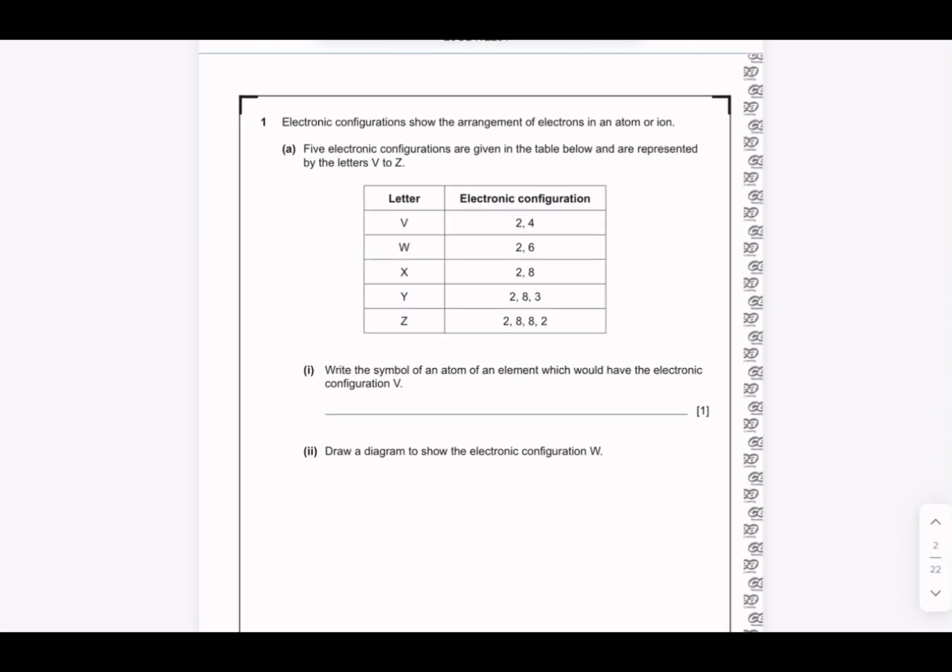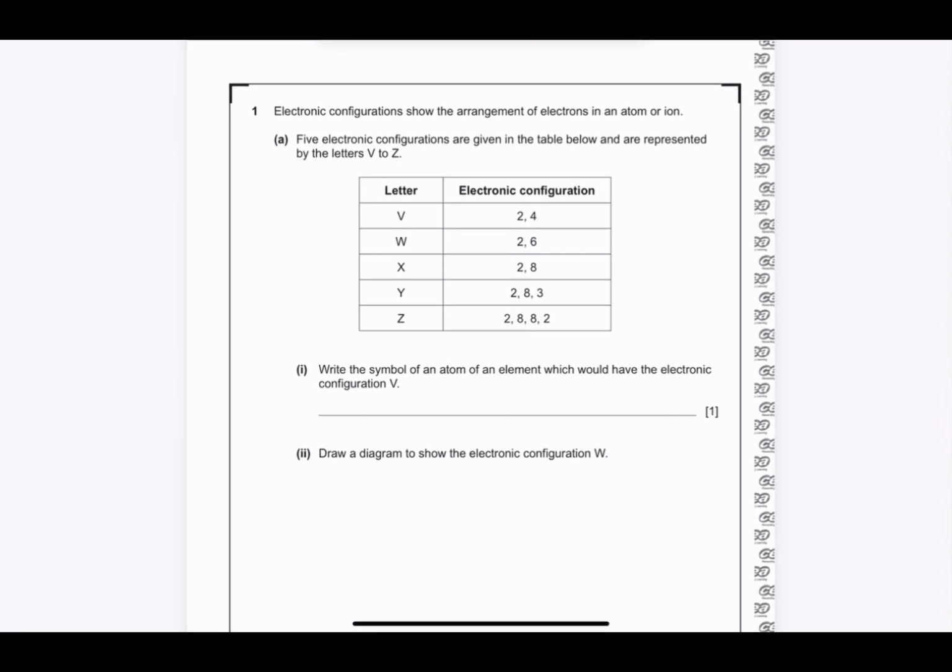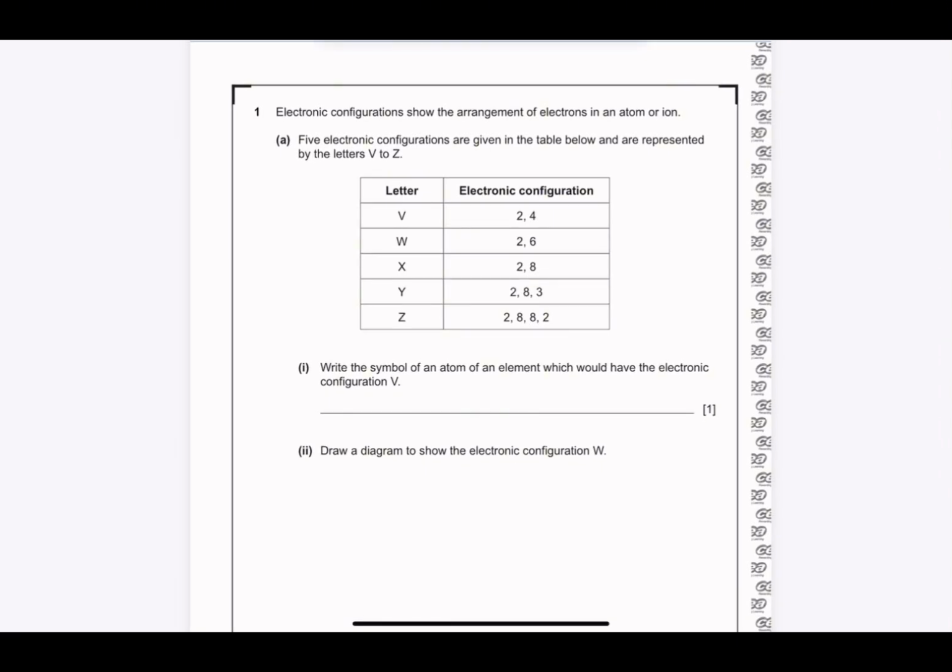So this is your Summer 23 paper. The first question is on the electron configuration and arrangement of atoms or ions. If you look here, the first question says what's the electron configuration of X? So if we look here, it's 2, 4, so it means 6 electrons. So what atom could it be? We have to look for the symbol: carbon.